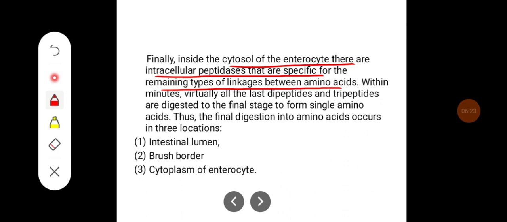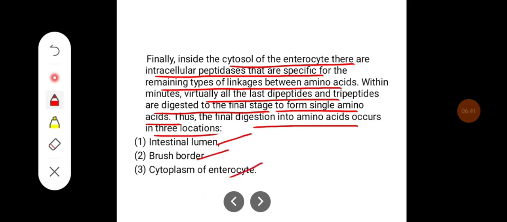Finally, inside the cytosol of the enterocyte, there are intercellular peptidases that are specific for remaining types of linkages between amino acids. Within minutes, virtually all the last dipeptides and tripeptides are digested to the final stage to form single amino acids. Thus, the final digestion into amino acids occurs in three locations: intestinal lumen, brush border, and cytoplasm of enterocyte.